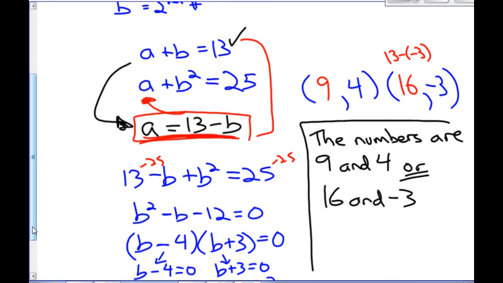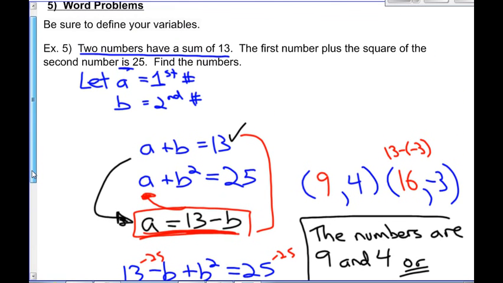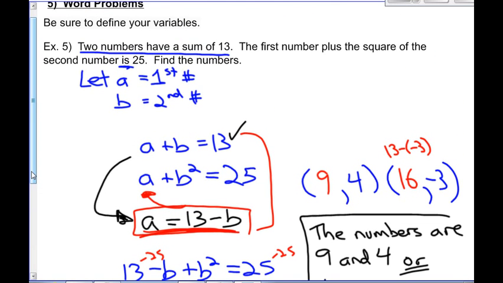And of course, you might have different types of word problems that come up with systems of equations, but this whole idea of making sure you define what it is you've found, that's going to help you out in interpreting your answer.